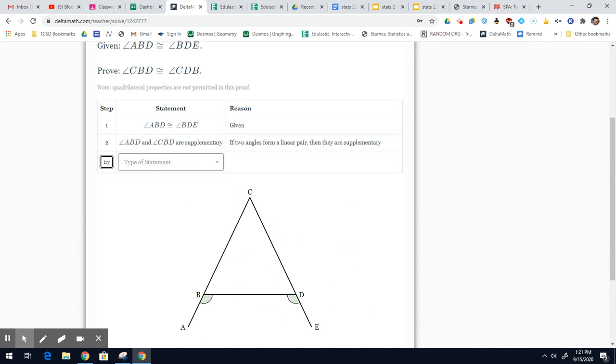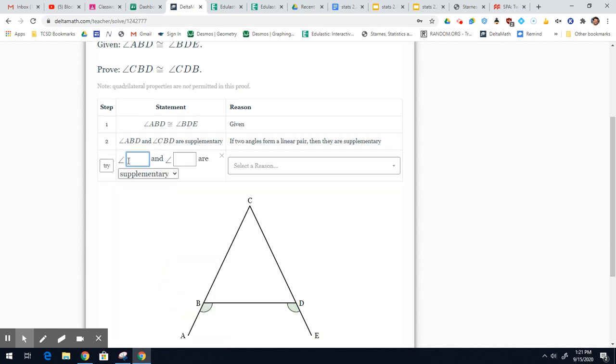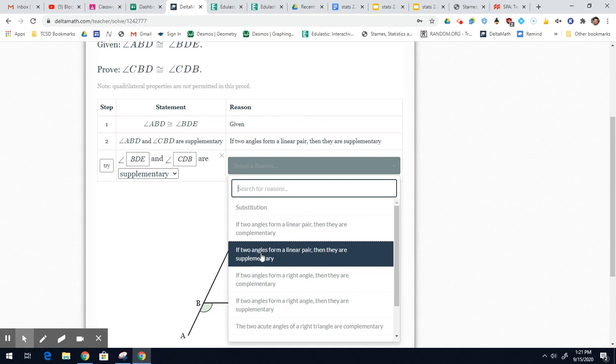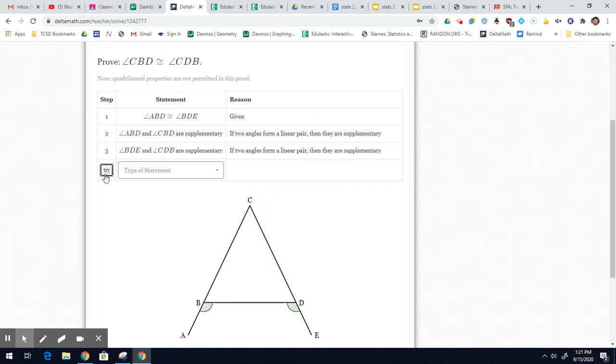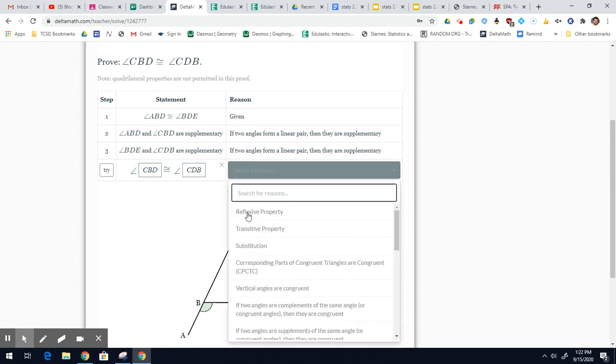Let's do the same thing with the other side with BDE and CDB. Same reason. And now, again, angles CBD and CDB are both supplementary to congruent angles. So again, if those angles are 120, CBD and CDB are both 60, that means they're also congruent. So I think I can say that these angles are congruent. CBD, CDB. Let's see what we got here.